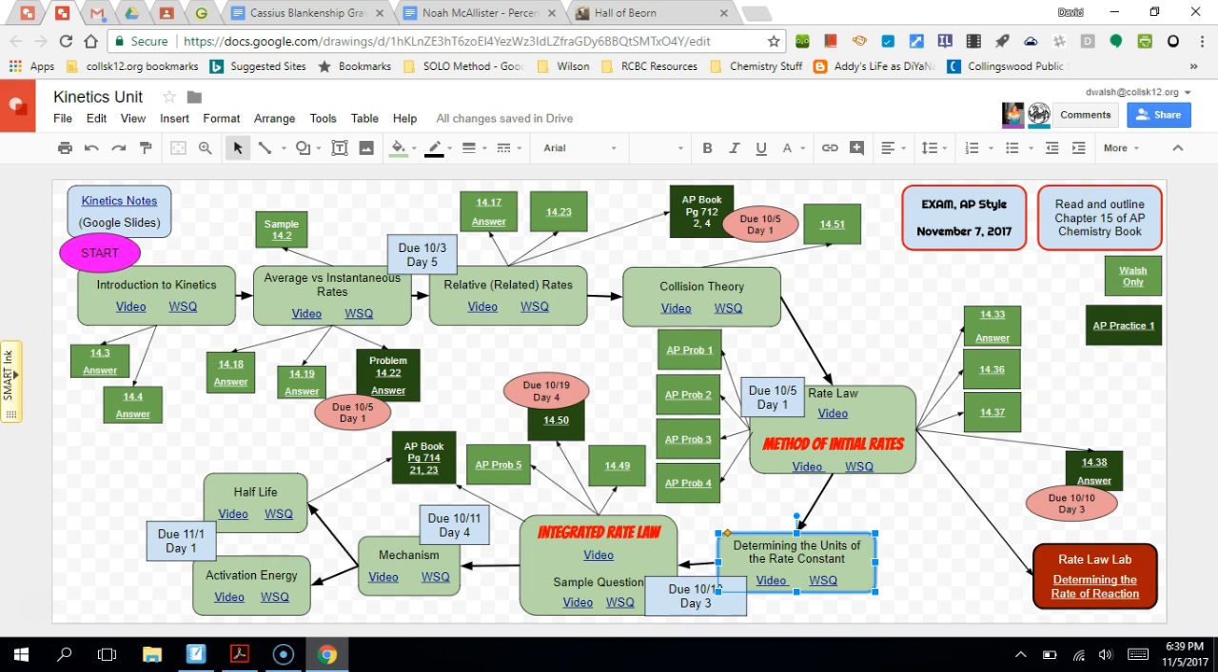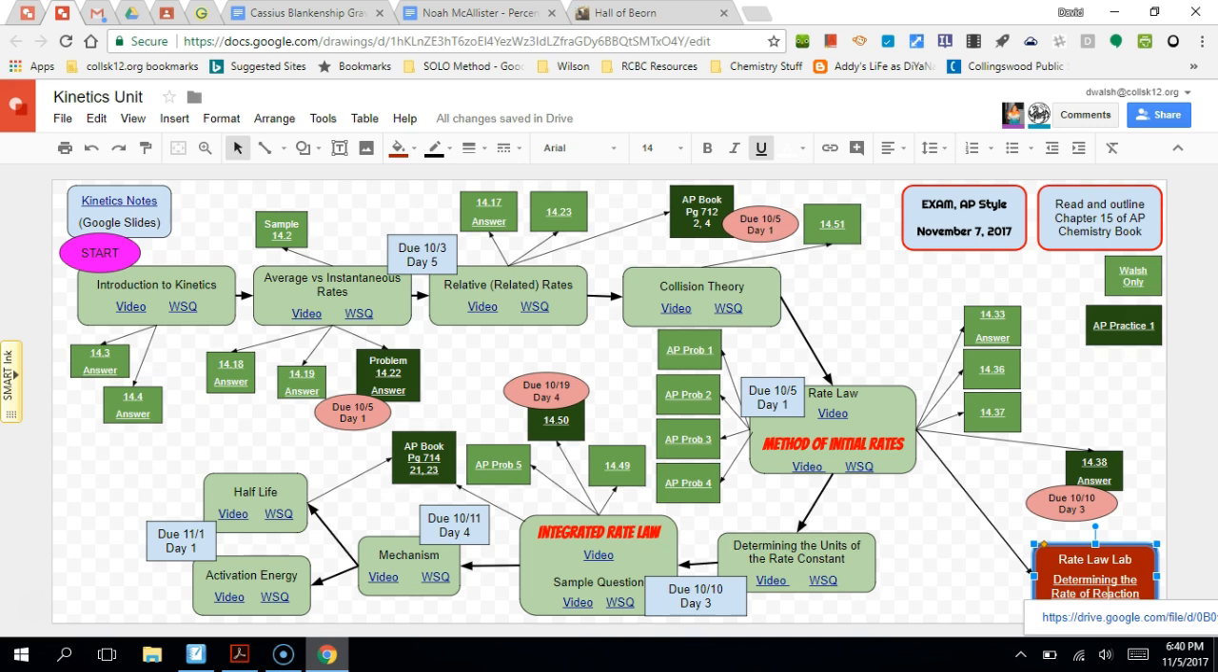The open-ended questions, again, method of initial rates, integrated rate law, maybe even a lab question about how to set up or what you need in order to do the method of initial rates. I would expect that there's going to be some questions that deal with graphing.